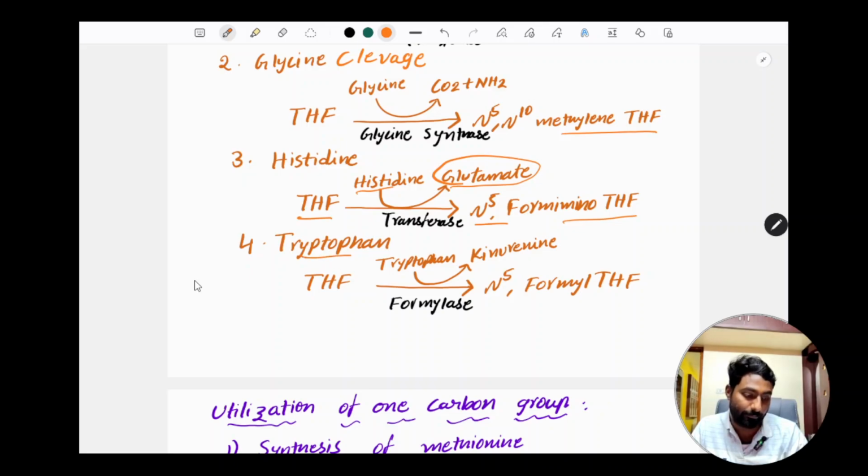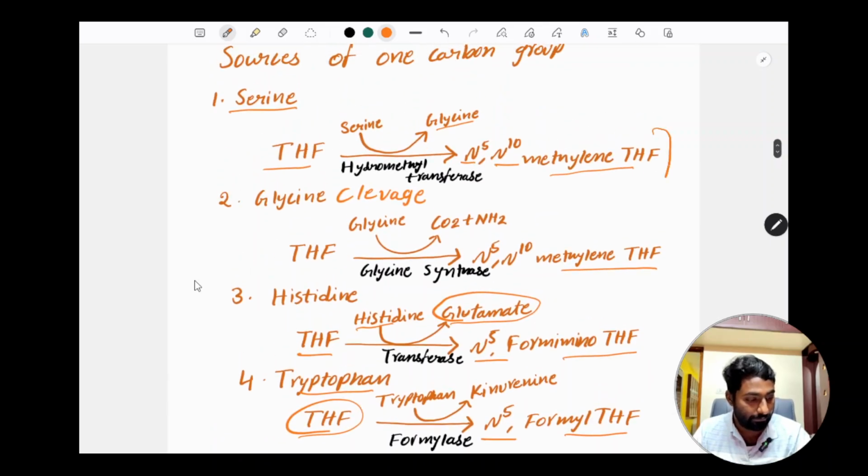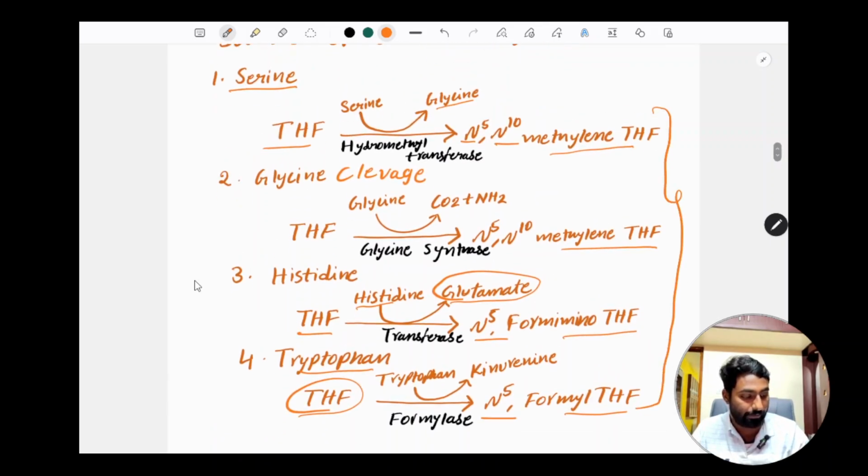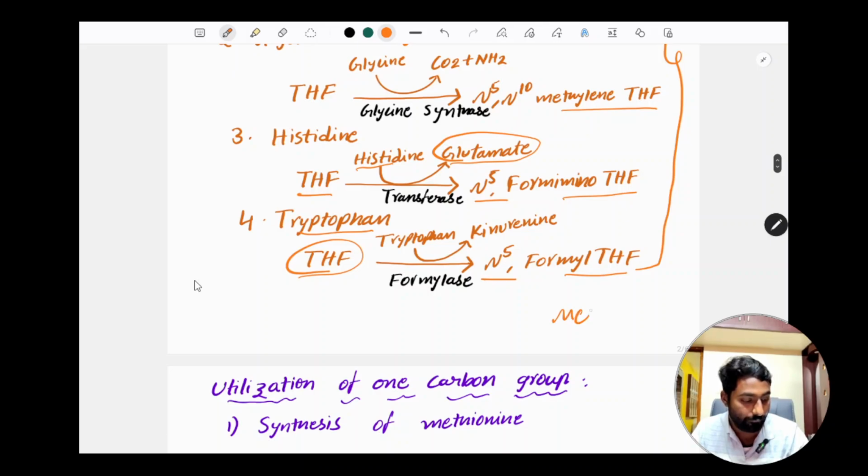And during tryptophan metabolism, we have three pathways. One is the kynurenine pathway, one is the serotonin pathway, one is the indole pathway. Particularly during the kynurenine pathway, THF is getting converted to N5 formyl THF. All these things are interconvertible except methyl THF.